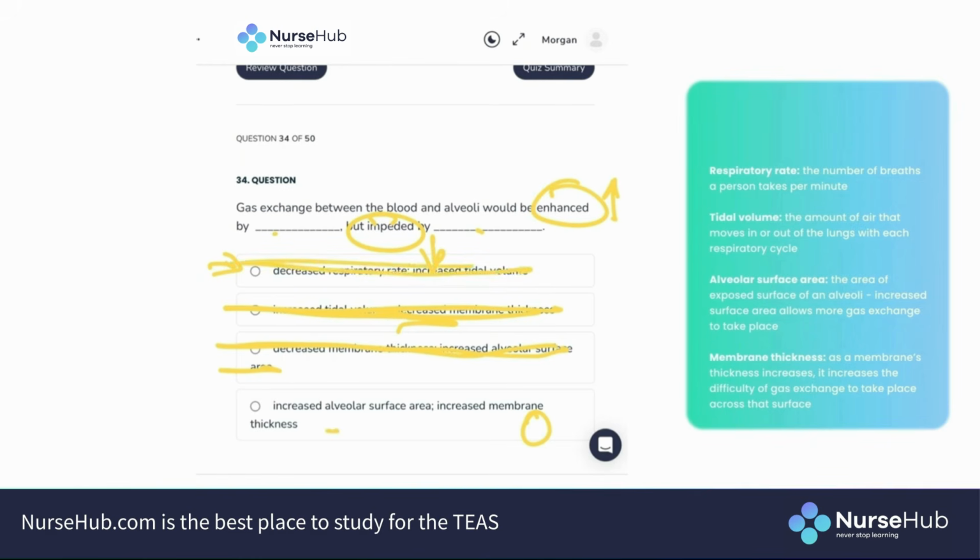That leaves us with our last answer as the only answer choice available to us. Luckily, it is also correct. We can select that and move on to our next question.